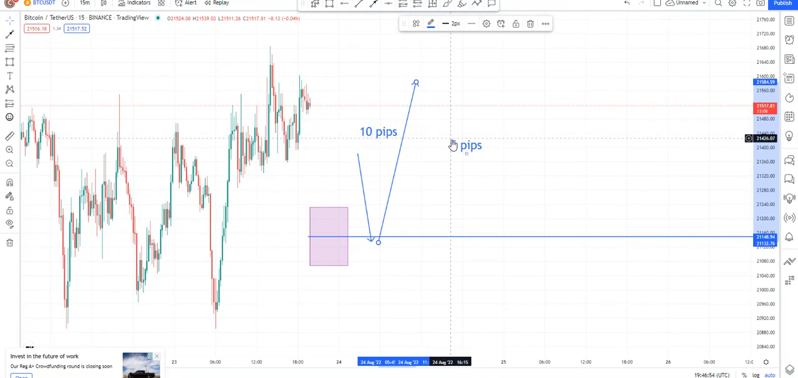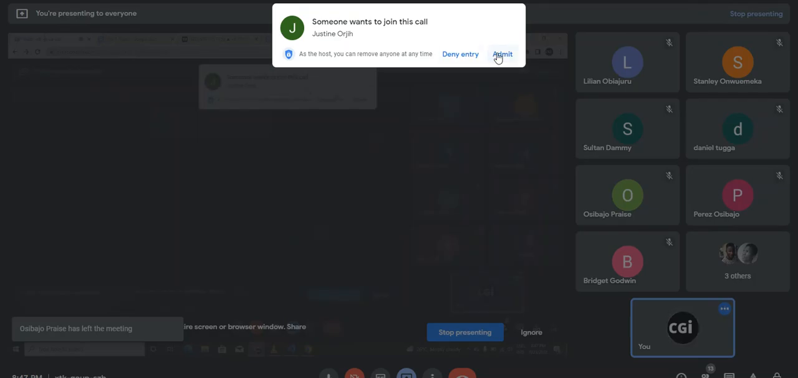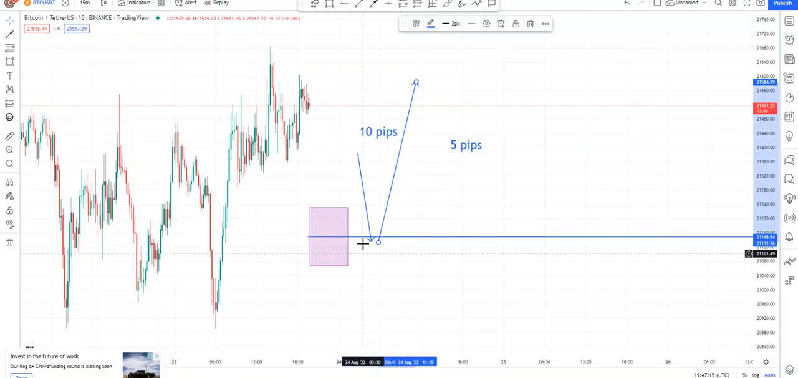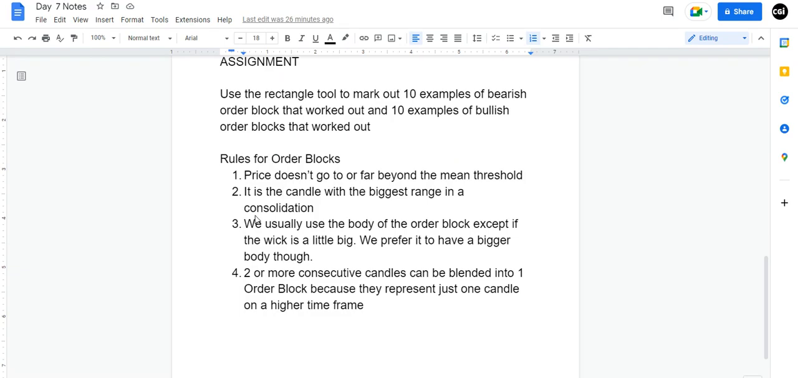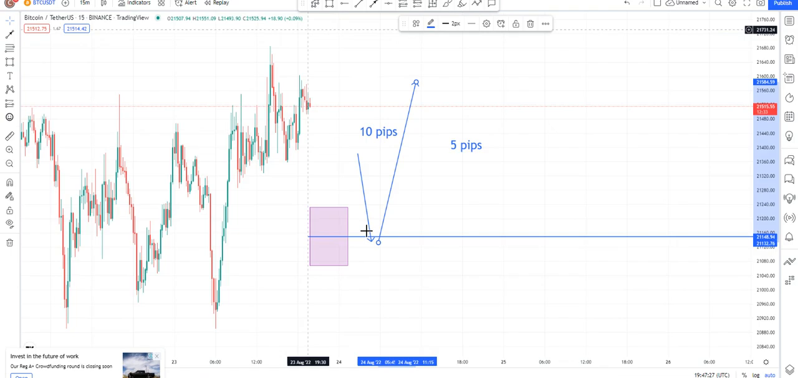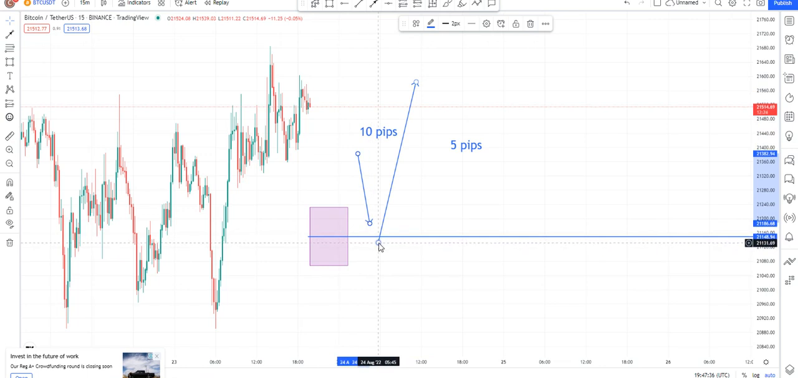Since his stop loss is only 5 pips, if both of you have the same account size and you're using the same risk, since his stop loss is half of yours, he can make his lot size double your lot size. So they are trying to make more money by using less risk. But the bad part about this is that we said we don't usually expect it to go to the mean threshold. So most times you may not get this entry below the mean threshold. You may never get it. It may just touch the order block a little bit and start flying.